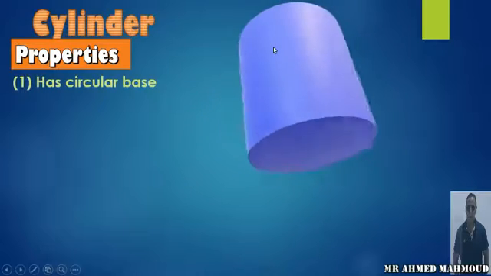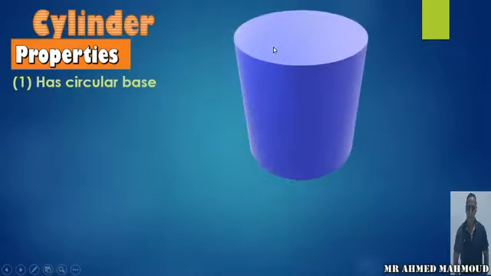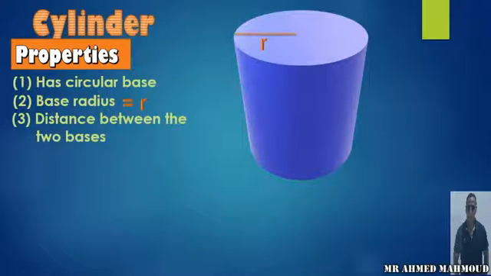Its base radius is called r. Since the base is a circle, then it has a radius. It's called r. The distance between the two bases, this base and the lower base, is called the height of the cylinder. So in the cylinder, we have a circle, we have a radius, and the height is the distance between the two circular bases.